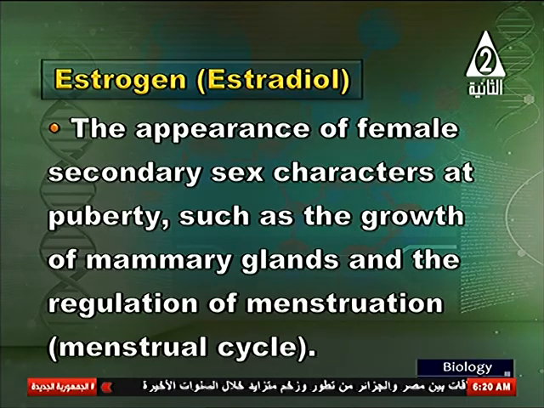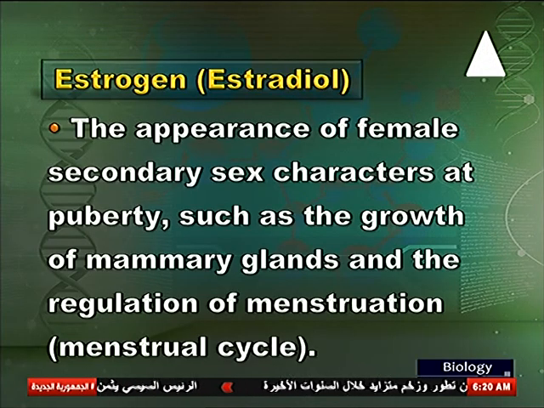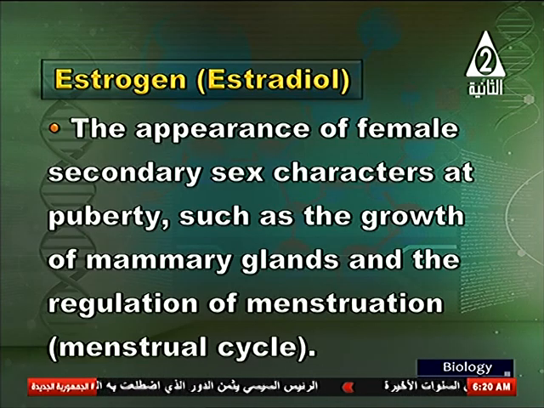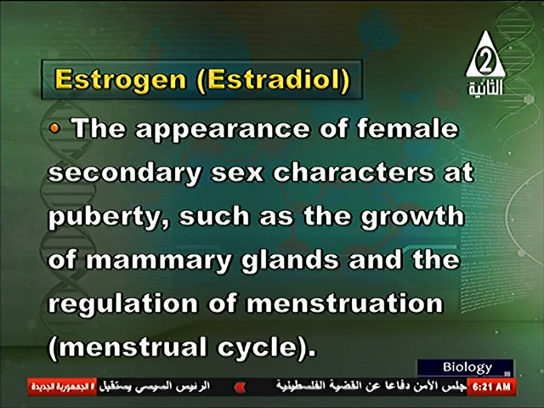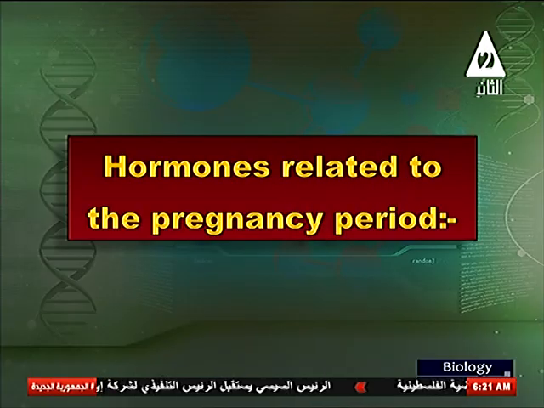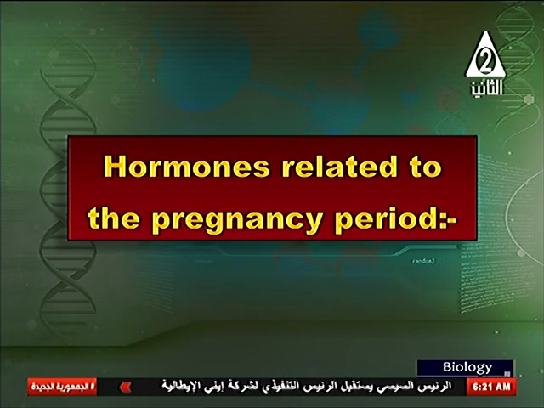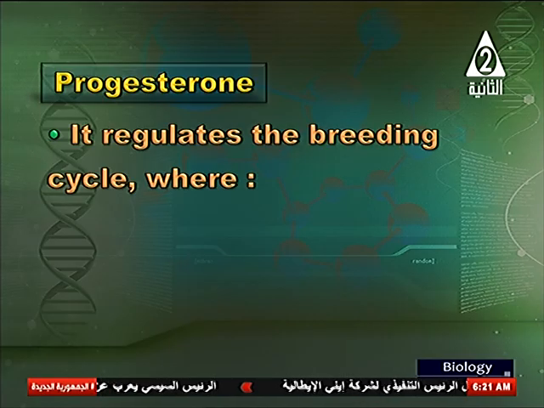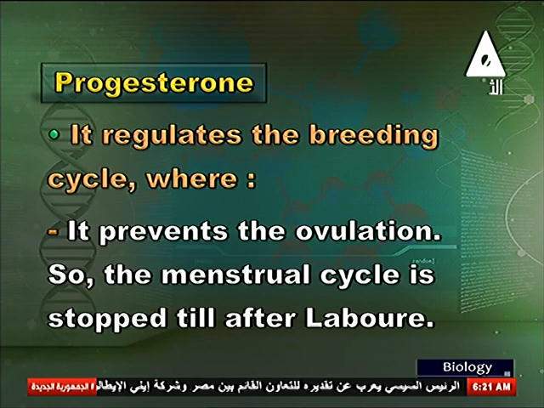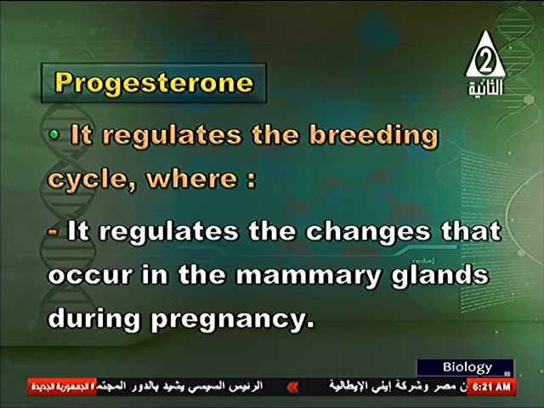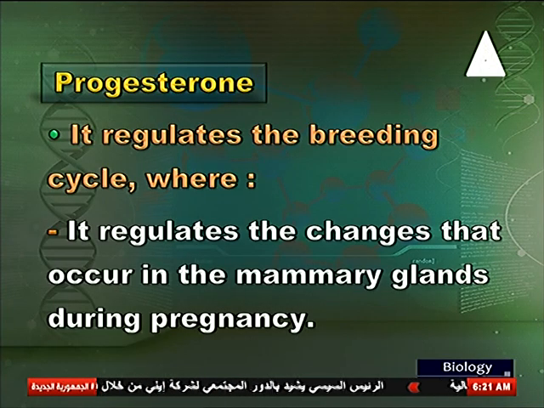Estrogen is a steroidal hormone responsible for the appearance of female secondary sex characters at puberty, such as the growth of mammary glands, and the regulation of the menstrual cycle or menstruation. Okay. What are the hormones related to the pregnancy period? Progesterone hormone regulates the breeding cycle where it prevents ovulation, so the menstrual cycle is stopped until after labor or delivery. Also, it regulates the changes that occur in the mammary glands during pregnancy.